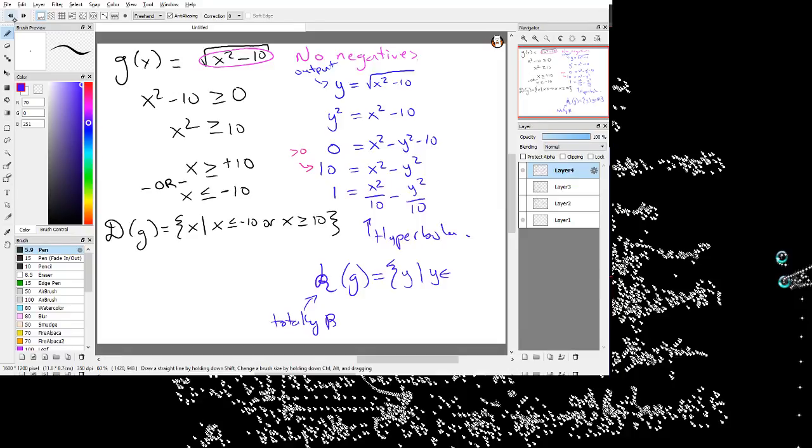So we could say a set of all y, or we could just say it's R. I prefer to just call it R, it's all real numbers, because remember what a hyperbola looks like, it goes down like that, comes up like this, hyperbola.